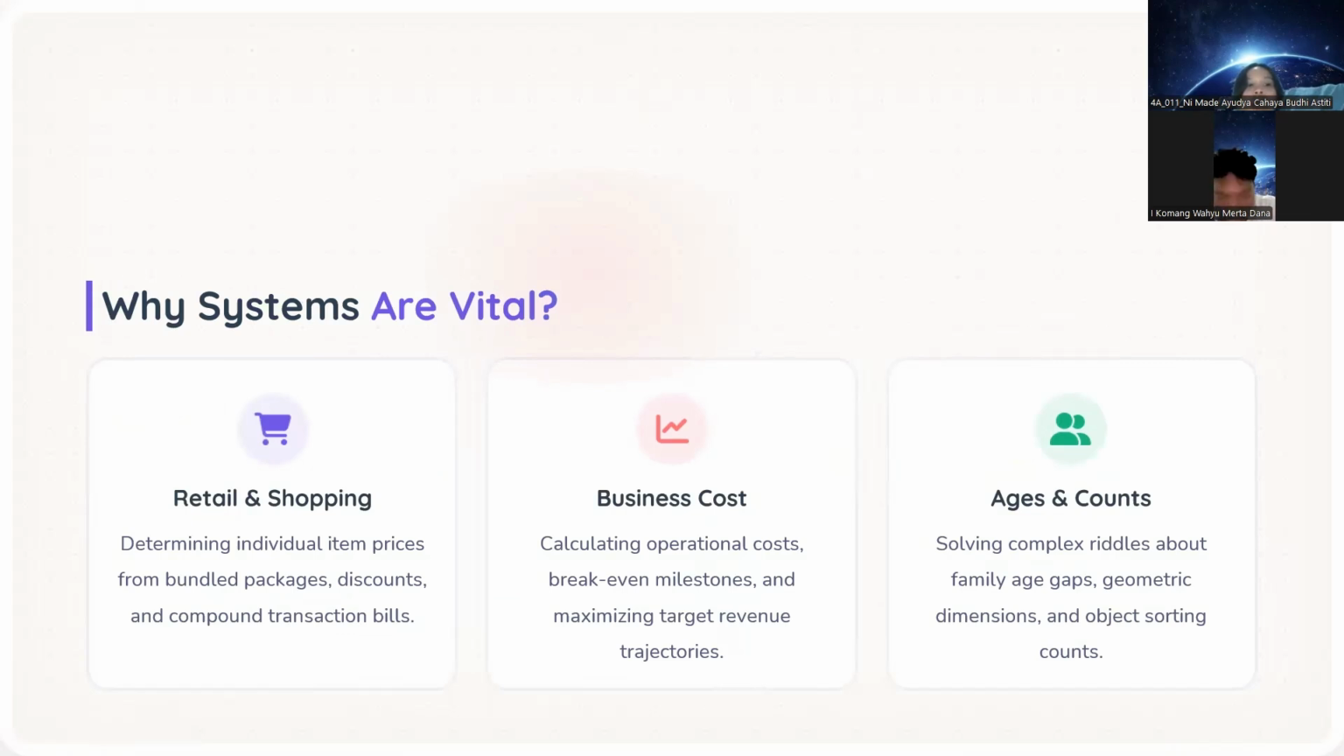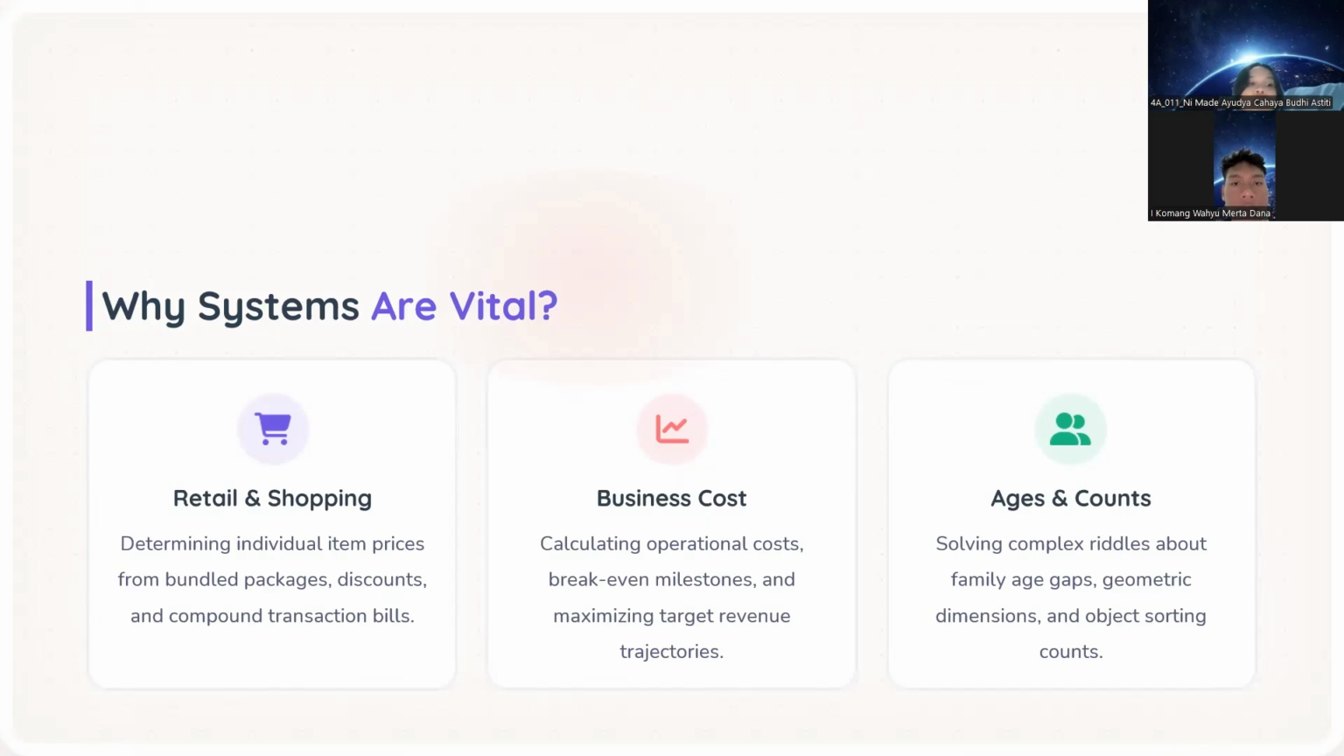Next we have graphical interpretation. A system of linear equations can also be represented by a graph. Each equation forms a straight line, and the solution is the point where the two lines intersect. Where is the intersection point? Why is the intersection point the solution? Because that point lies on both lines simultaneously, and therefore it satisfies both equations.